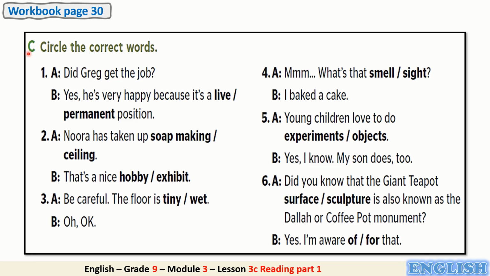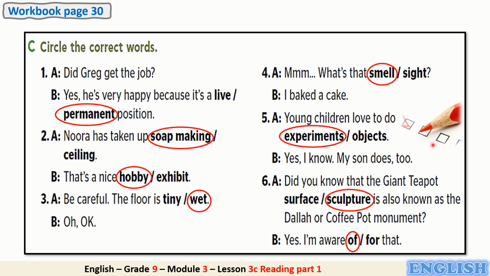This is exercise C in the workbook, page 30. Circle the correct words. As you see here, we have 6 dialogues. Here we are going to circle the correct words in bold. Now read the sentences and their options, then pause the video, then circle the correct words. Let's check your answers. Well done, my students.